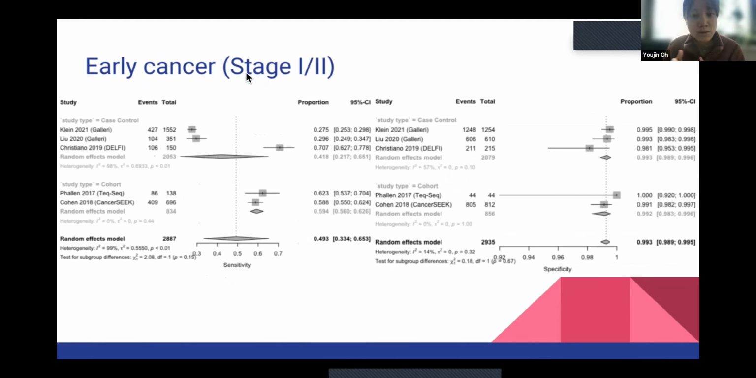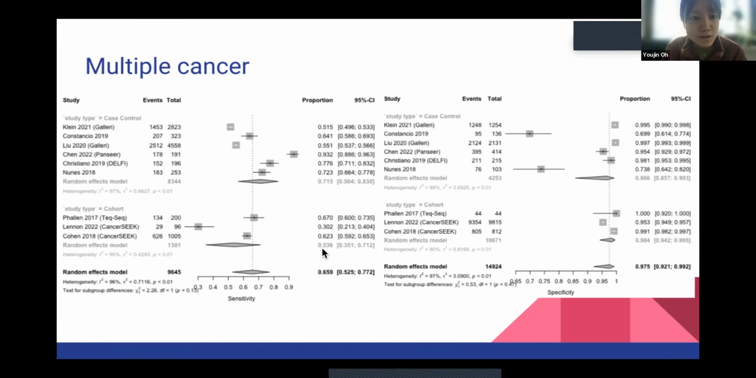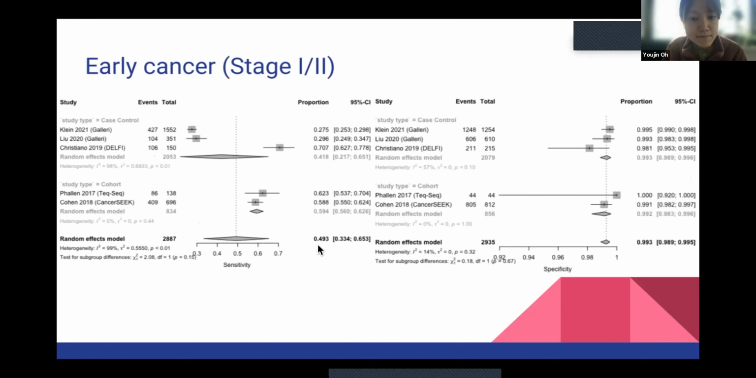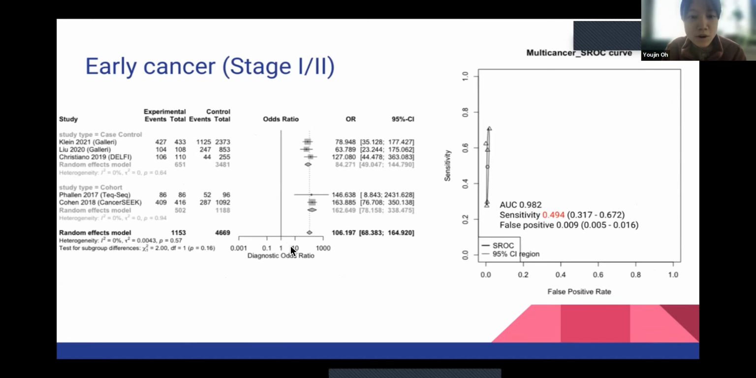So when we only selected the results on stage 1 and 2 cancers, sensitivity dropped a lot. It was 65 for multi-cancer, all stages, but for early cancer it dropped to less than 50, while the specificity remained, or even went up. The DOR went up above 100, and this is our SROC curve for early cancer.